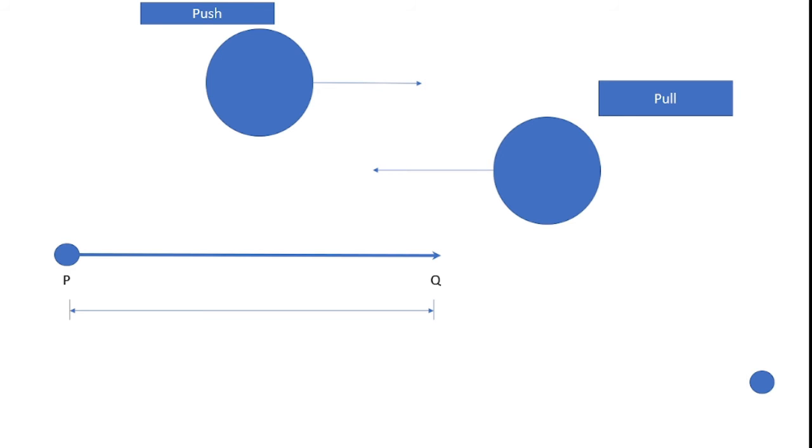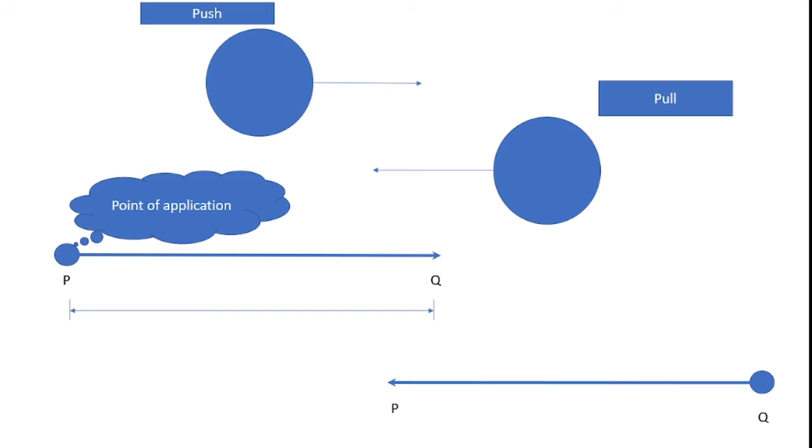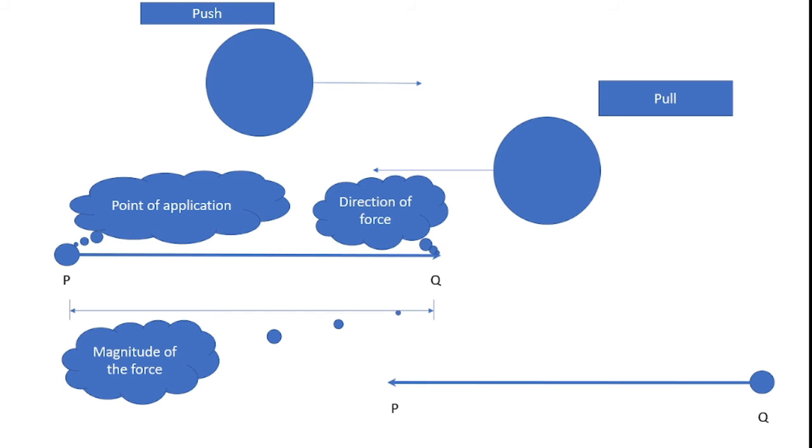Another case is pull. Here also Q, the force is applied from right to left, Q to P. So the force direction is changed from right hand to left hand. The initial position is the point of application, the arrowhead determines the direction of force, and the magnitude of the force can be calculated from the length of the arrow.